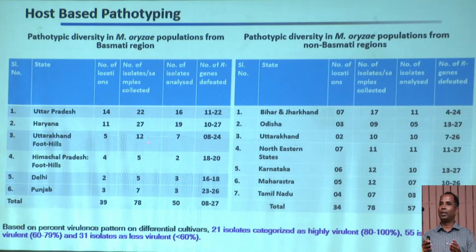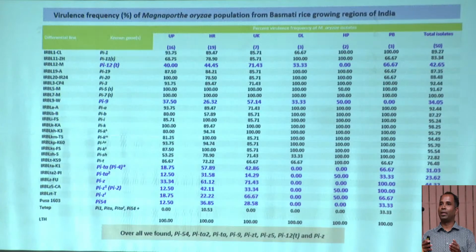We analyzed all the samples and found the percent virulence. We found 21 isolates categorized as highly virulent, 5 isolates virulent, and 31 isolates least virulent. This is based on virulence information. This is the percentage virulence frequency of Basmati isolates, 50 isolates we have. Based on this virulence frequency, we will come to know which genes are effective against those regions, because each line carries an individual gene.